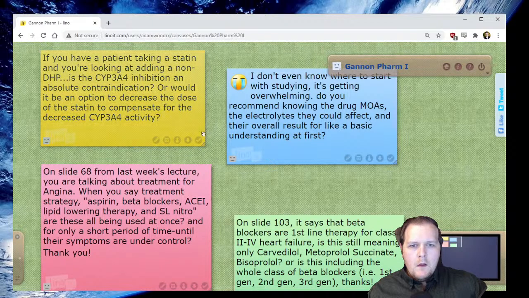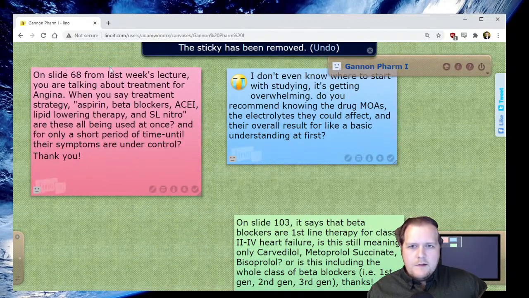Okay. Let's see. Someone said on slide 68 from last week's lecture, you're talking about treatment for angina. When you say treatment strategy, aspirin, beta blockers, ACE inhibitors, lipid lowering therapy, and sublingual nitro, are all these being used at once and for only a short period of time until their symptoms are under control? Thank you.